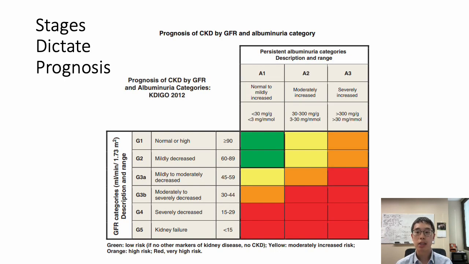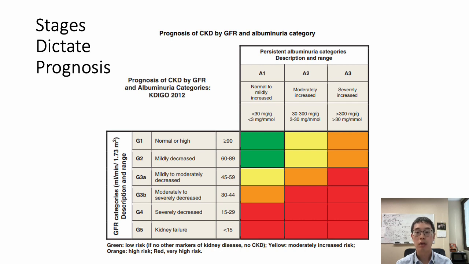Staging chronic kidney disease is usually the first step in the evaluation of a patient with chronic kidney disease, since it gives us what a patient's kidney prognosis will be in the future. As you can see here, the stage encompasses two markers of kidney function, the first being the glomerular filtration rate on the left, and the second being the amount of proteinuria on the top. The lower the glomerular filtration rate, the higher risk of progression to end-stage renal disease.